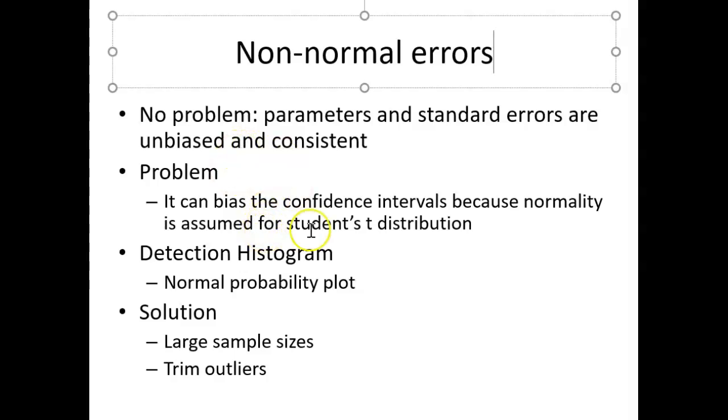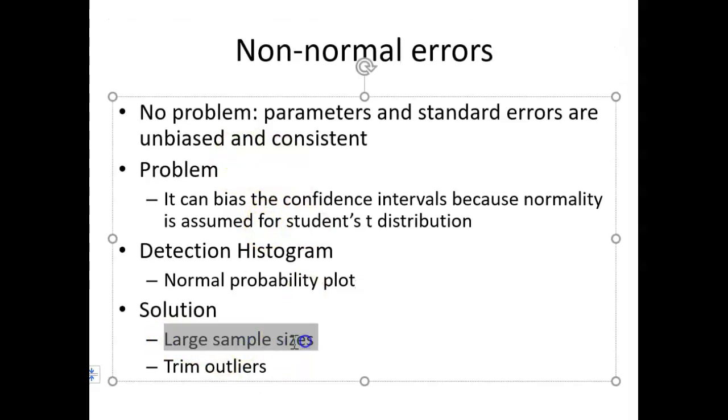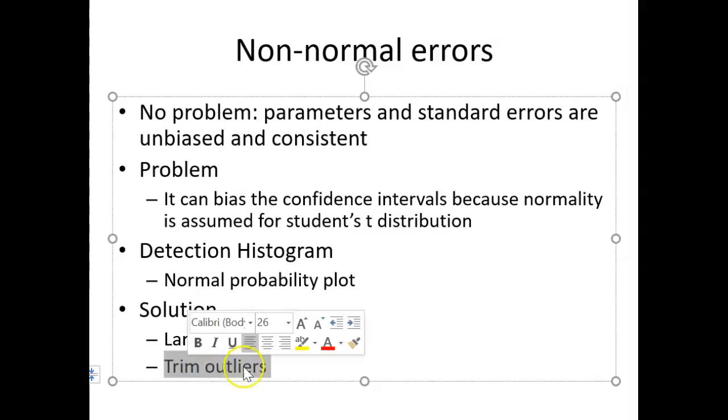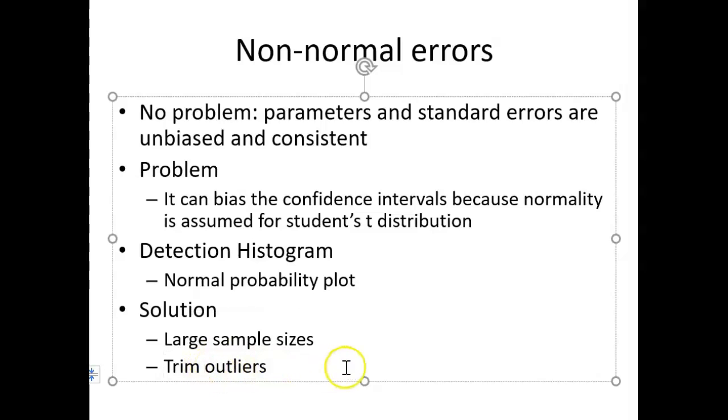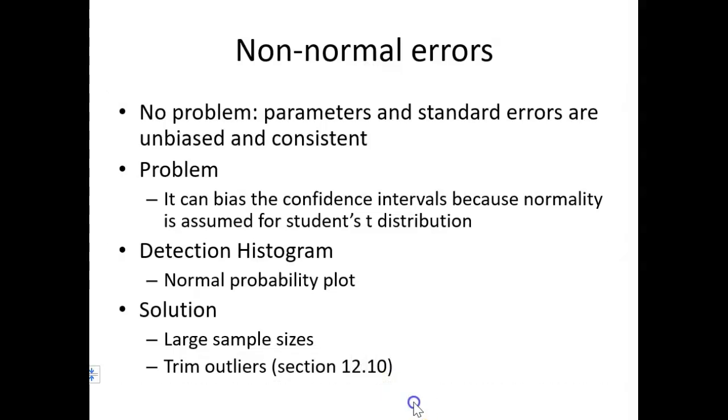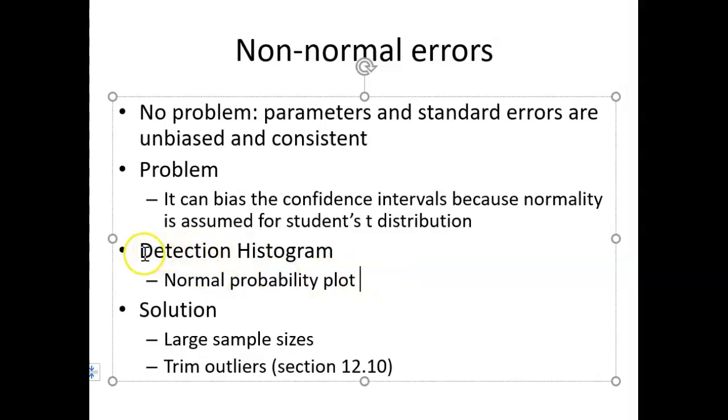Usually, if you have large sample sizes and if you trim outliers, which we'll talk about in section 12.10, then you can solve a non-normal problem. But to detect it, we need what's called a normal probability plot.